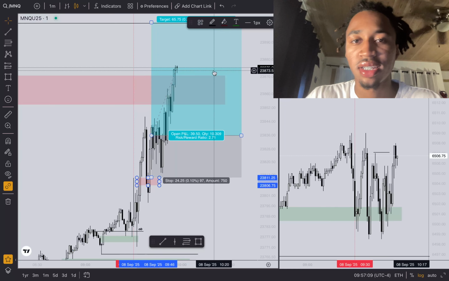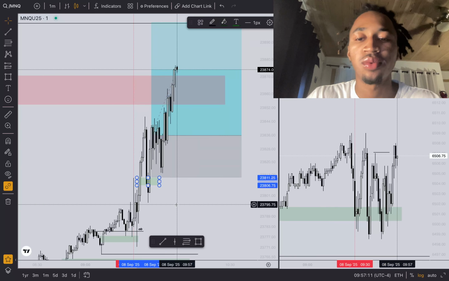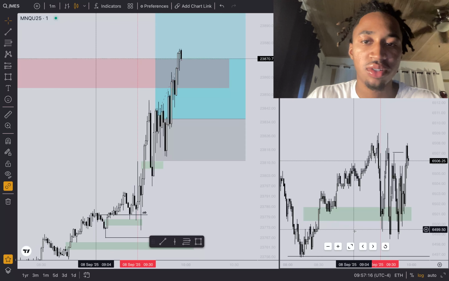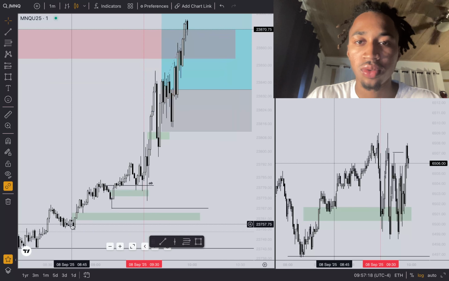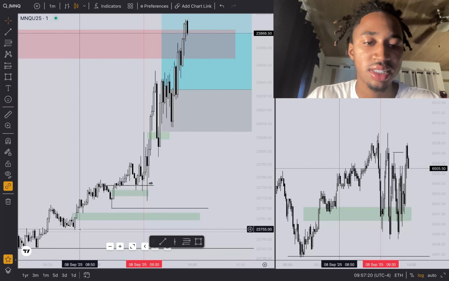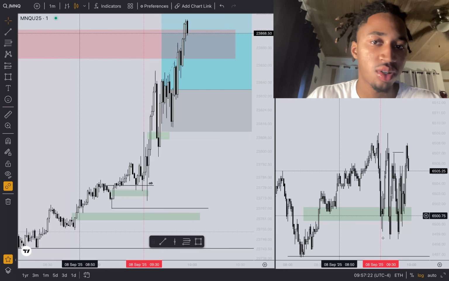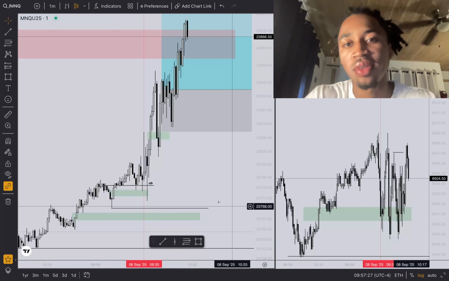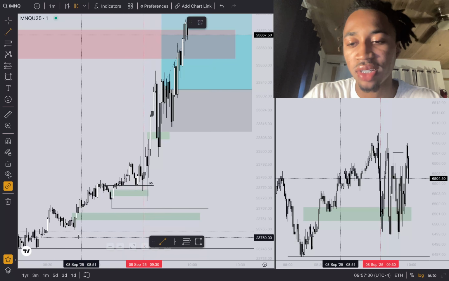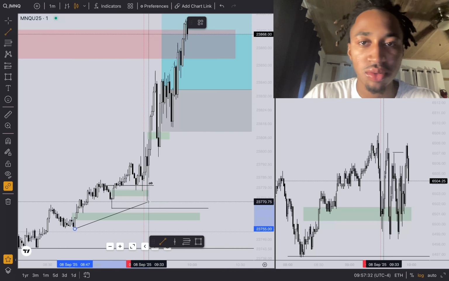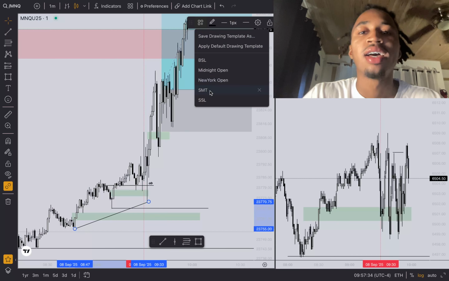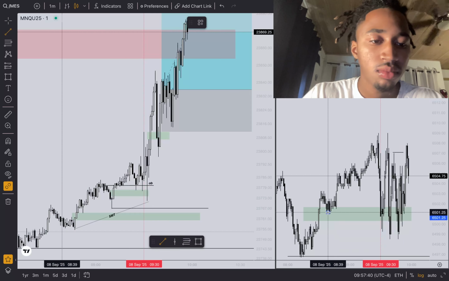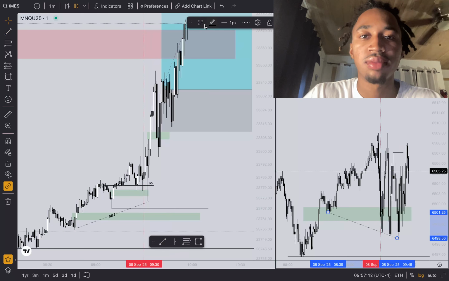I saw this and I was like, okay, this is the manipulation I wanted. ES comes in, fills in this imbalance, and also takes out these lows, starts moving lower. I saw that and I'm like, yo, SMT formed, aligned with my bias because I was bullish. ES took out these lows while NQ failed to. So SMT there.